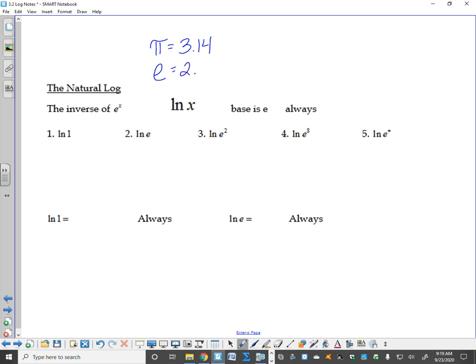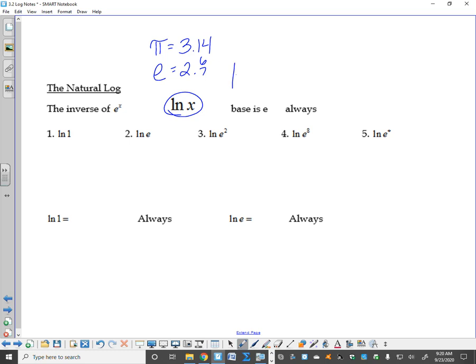It's 2.6 something or 7 something. I can't remember, but it's 2 and some change. It's just over 2.5. So e is a number. The natural log is the inverse of e to the x. So the natural log is written like this.